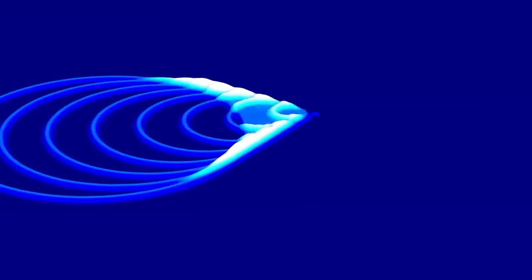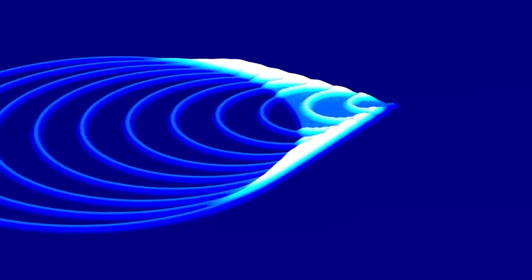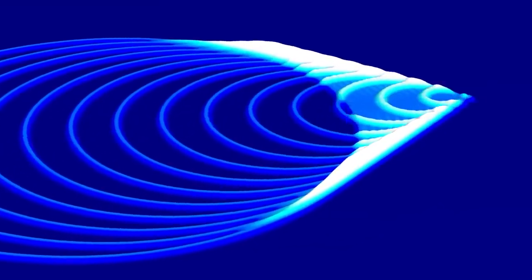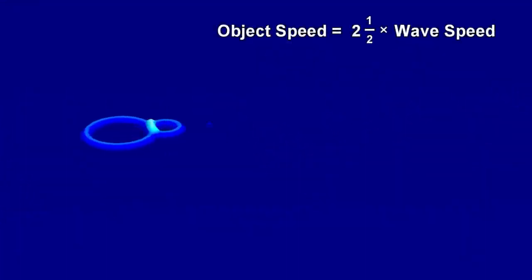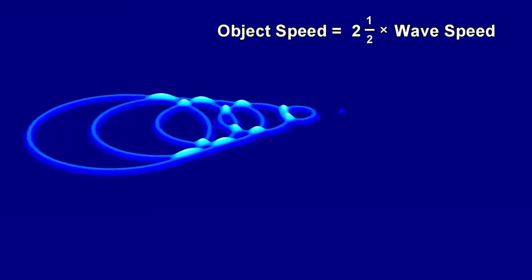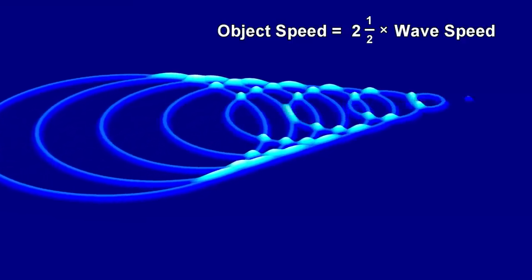When an object moves faster than the speed of sound, it creates a sonic boom. Sound is a wave of pressure, and here we show two-dimensional cross-sections of the pressure waves, with the vertical dimension representing the strength of the pressure. A sonic boom can be created in water just as it can in air.